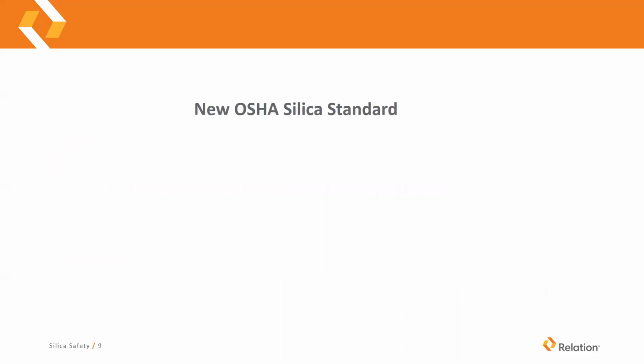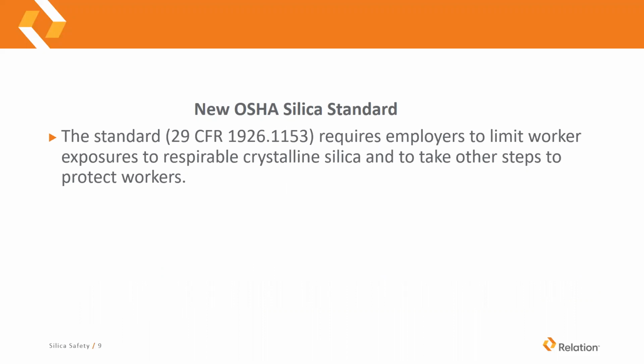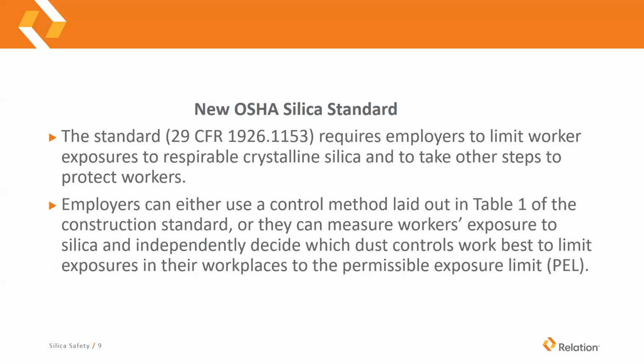All right, so the new OSHA silica standard. The standard, 29 CFR 1926.1153, requires employers to limit workers' exposure to respirable crystalline silica and to take other steps to protect workers. Employers can either use a control method laid out in Table 1, which we'll talk about later, or they can measure workers' exposure to silica and independently decide which dust controls work best to limit the exposures in their workplaces to the permissible exposure limit, or PEL. That's how much silica dust you are allowed to breathe in over an 8-hour time-weighted shift.